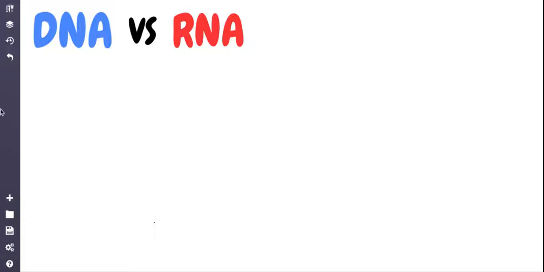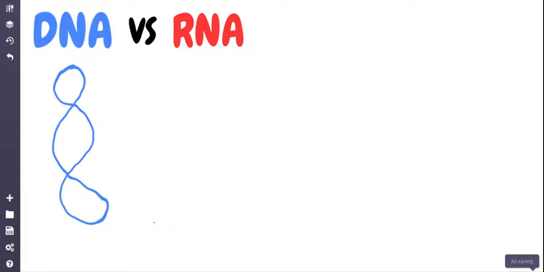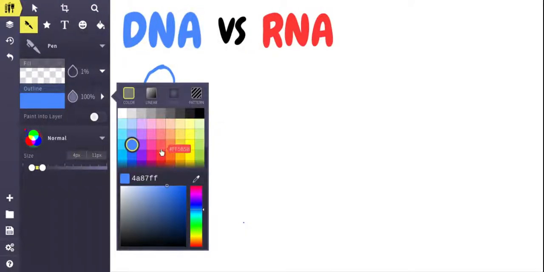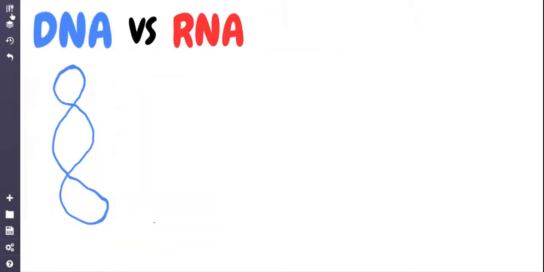So today's video is about DNA and RNA. DNA is mostly seen as a double helix joined like this. That's not the best drawing. And then RNA, I'll use red for RNA. It's just one stranded, so it's like this. One stranded. So that's what they are.